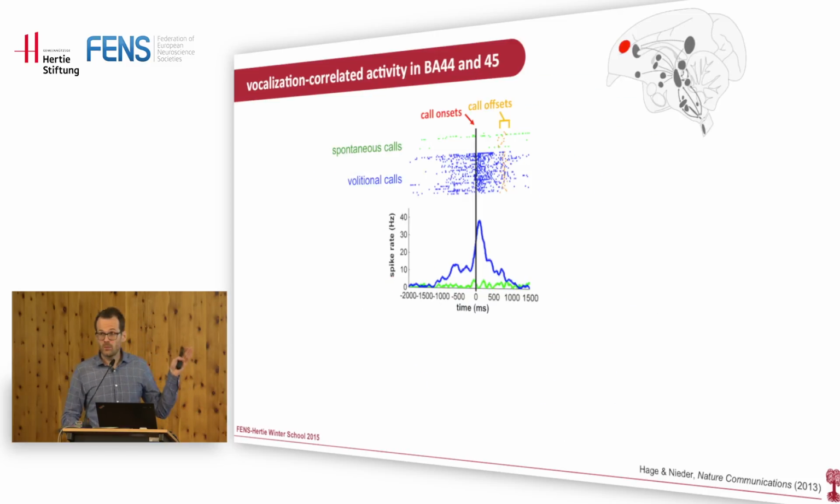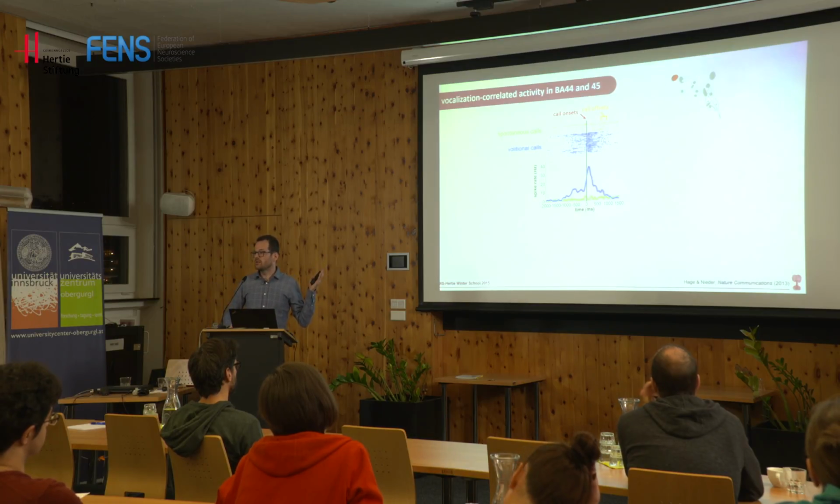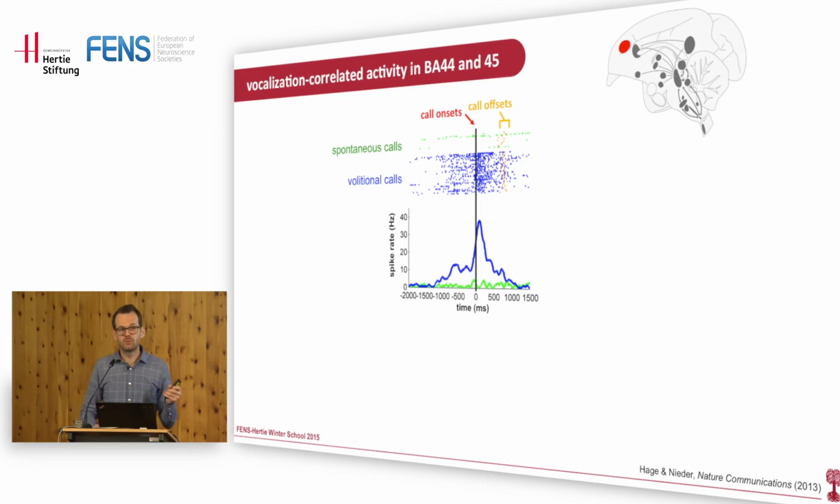This is an example neuron that we were recording, again triggered by the call onset. The call offsets are distributed somewhere around here. I think this is a nice picture of what we see in this neuron. There is a clear pre-vocal activity prior to these volitional calls, and there's almost nothing going on during spontaneous calls. Of course, we did this in a fraction of neurons to compare that. This number was much lower, since we needed a sufficient number of spontaneous calls, and they were actually produced very rarely.